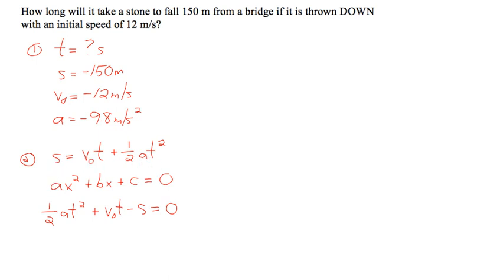So my next step is, well, the quadratic formula is x equals minus b plus or minus the square root of b squared minus 4ac all over 2a. And that's on your formula fact sheet, so it's not something that you have to memorize. So for me, my variable is not x, it's t. So I'm going to replace the x with t.